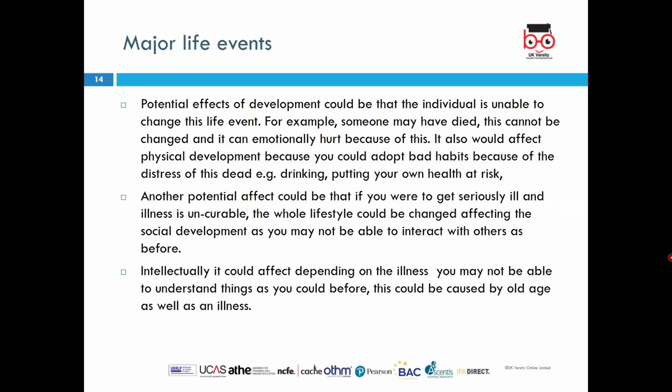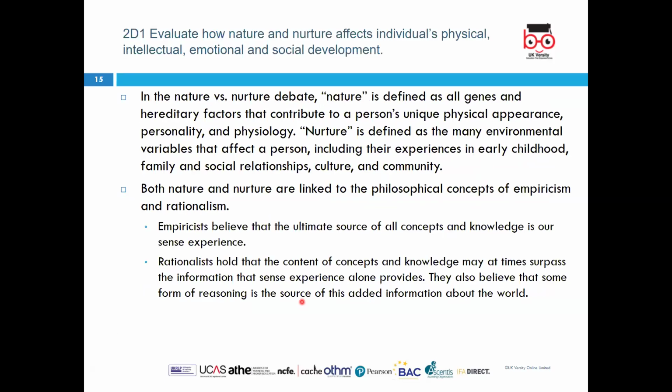Some major life events: there was war that happened, there was an incurable disease that happened, you were going smooth and suddenly this happened, your parent lost their job, you started drinking all of a sudden. These are major life events that could happen, and that drinking happened because someone died in your family, someone very close. So intellectually, it could have an impact depending on the illness, you may not be able to understand things as you could before. This could be caused by old age as well as illness.